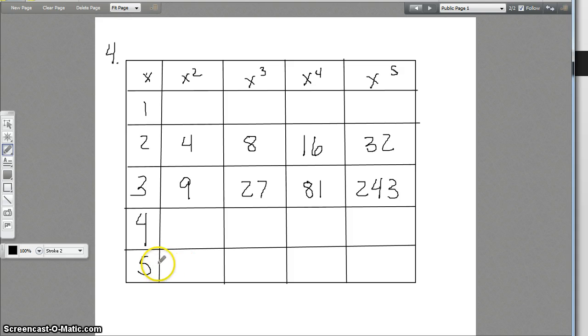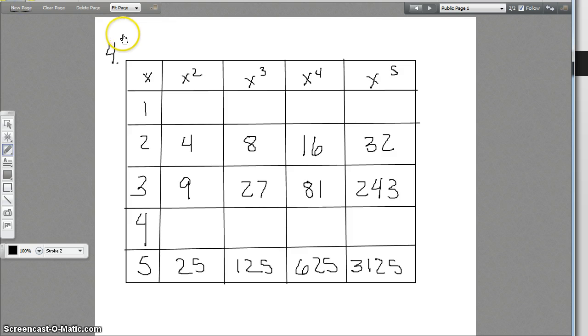Now we're going to jump down to the 5. 5 times 5 is 25, times 5 is 125, times 5 is 625, times 5 again is 3,125. So this is number 4. It is just like number 11 that I assigned as homework. So all you need to do is make this grid and start filling in your powers.